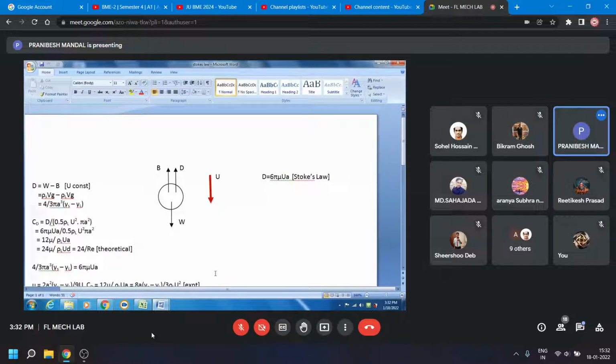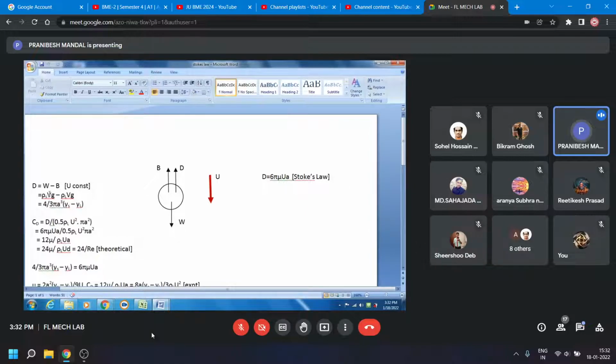Now, let us consider the free body diagram of this sphere. As the velocity u is constant, there is no acceleration. So the total downward force and upward force should be equal. So I can readily say that drag force is given by weight minus buoyancy. Yes or no? Yes, sir.